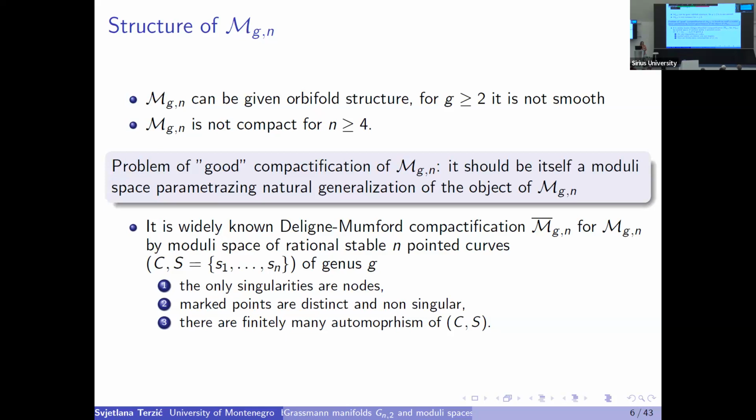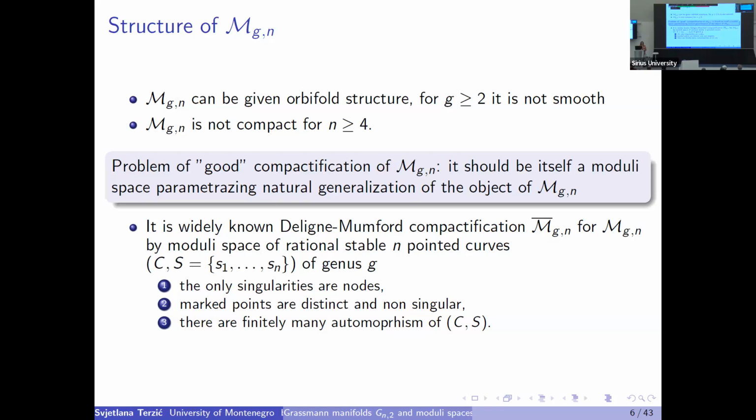of this space. What does it mean, a good compactification? A compactification should itself be a moduli space, which parameterizes some natural generalization of the objects for the space M_{g,n}. And in that context, it's widely known, the Deligne-Mumford compactification, M̄_{g,n}, of this space M_{g,n}. This is compactification by the moduli space of rational stable n-pointed curves.